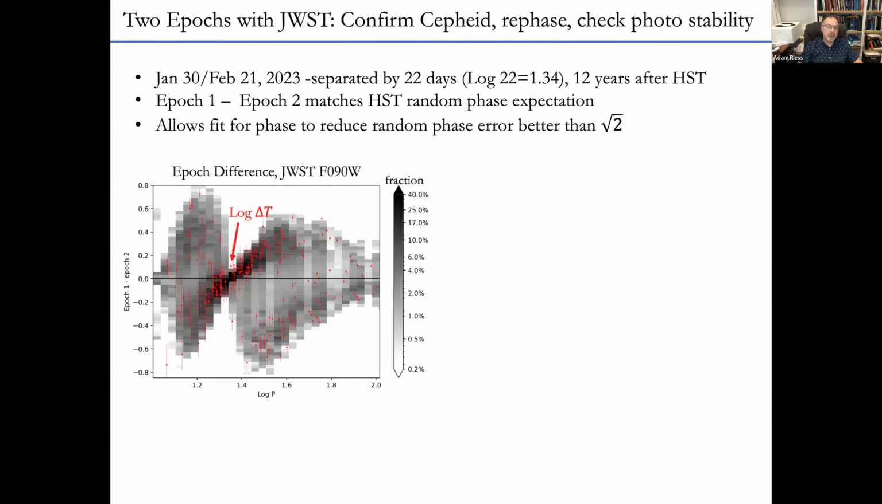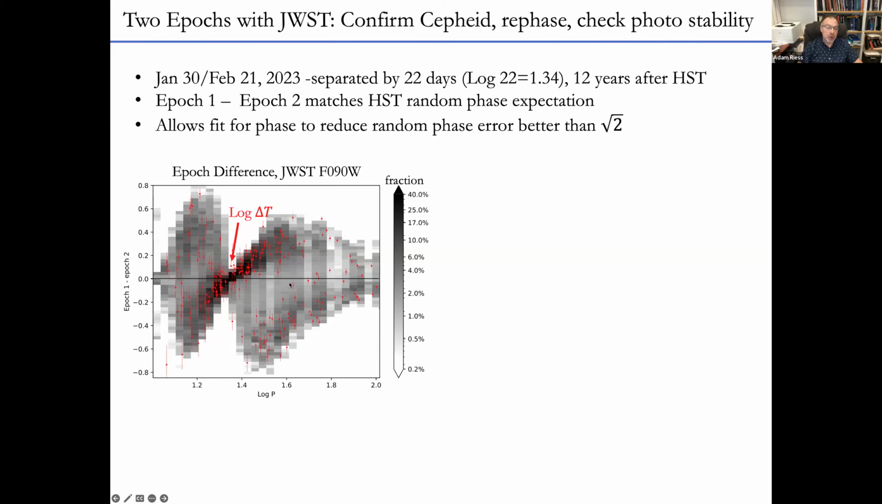As I said, we observed for 2 epochs, and this allows us to recover the phase of the Cepheid. So what I'm showing here on the x-axis is the period or log period of the Cepheids, and on the y-axis is the difference in magnitudes of the Cepheids between the 2 epochs. We can model this. Shown here in gray is our expected differences. So for example, when you observe Cepheids that have a period that's exactly the separation of time we observed, then the difference goes to 0.